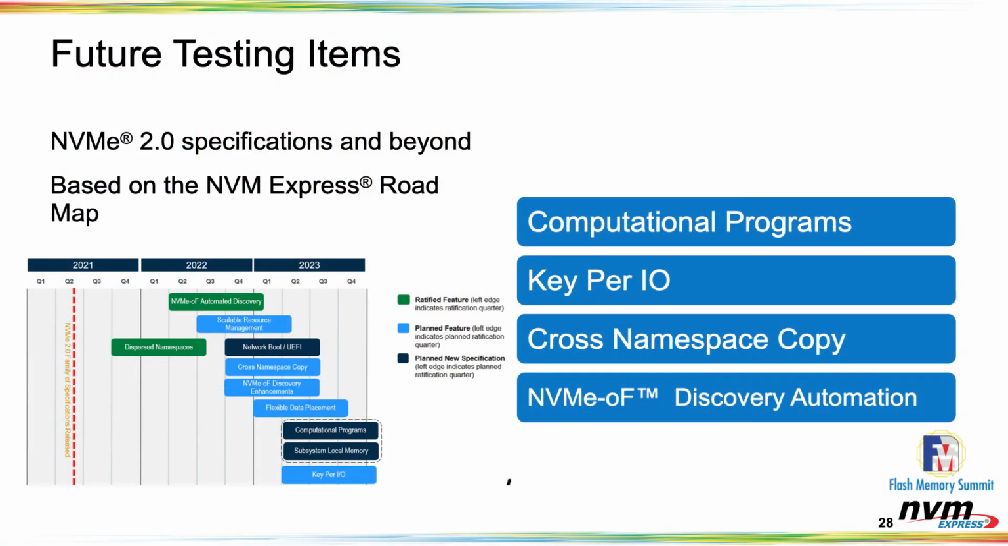So beyond, keep going. This is a slightly out-of-date marketing working slide that I got from a working group from 2 weeks before FMS, but it's the latest I could get. So yeah, there's computational programs that will be coming out later. There's a couple of new features that we're going to be looking over, like key per IO and cross namespace copy that we're hoping to start implementing tests for. Also, there's presentations about the OpenFabrics discovery automation with IP. So that'll be something we're going to try to pursue and hopefully be able to start testing in our own multi-vendor environments in our lab.